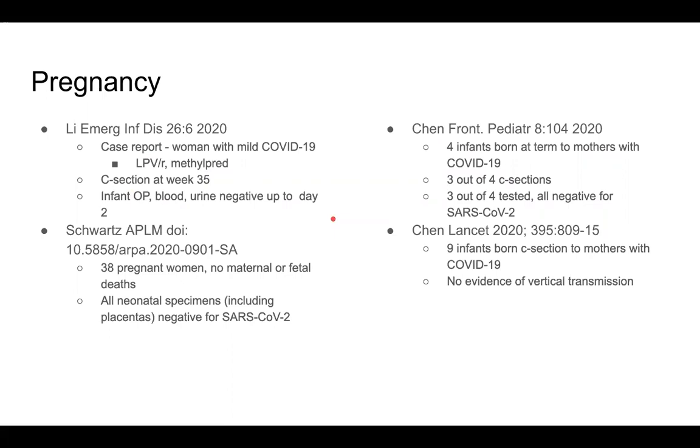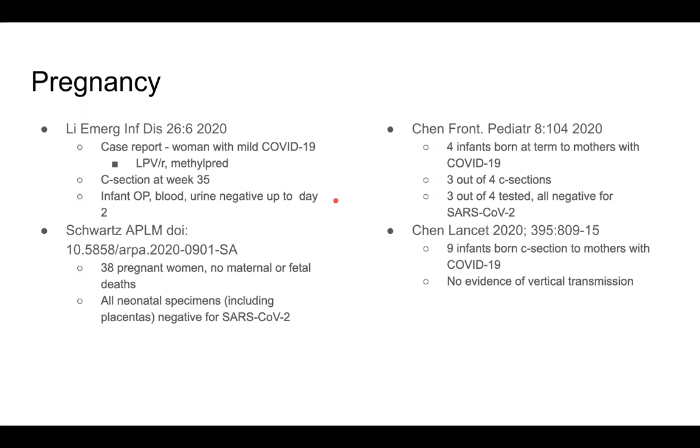First of all, there have been a number of relatively small case series of outcomes for pregnant women, all in their third trimester. There's been no evidence of vertical transmission or poor maternal or fetal outcomes, although many of these cases were delivered via C-section, presumably out of caution. Because of this very limited information, these data should, of course, be interpreted with caution, and much more study needs to be done before we can conclude whether or not pregnant women are at higher risk for either maternal or fetal poor outcomes.